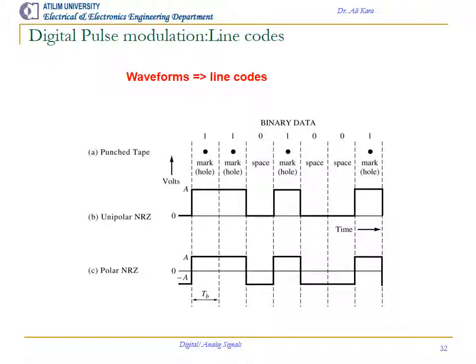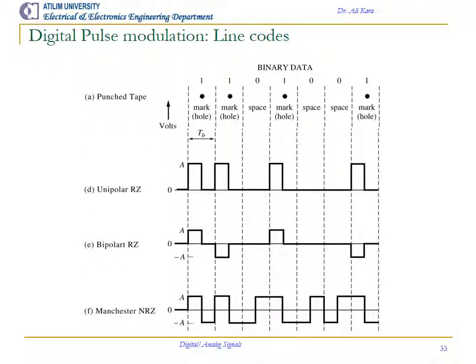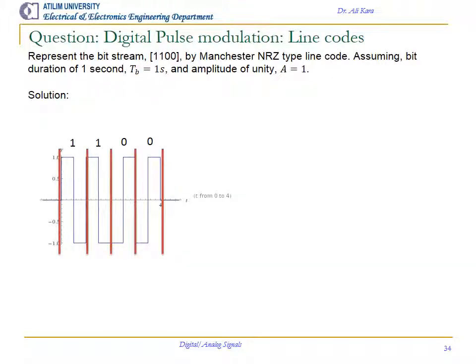Here 1 is represented by some level A, and 0 is represented by its antipodal counterpart or 0. Digital pulse modulation line codes. In this figure, you can see more line codes, which are of type return to 0 or Manchester no return to 0. Question: digital pulse modulation line codes. Represent the bit stream 1100 by Manchester NRZ type line code, assuming bit duration of 1 second and amplitude of unity.